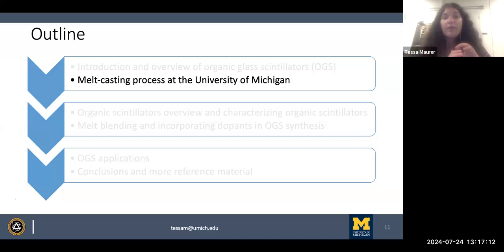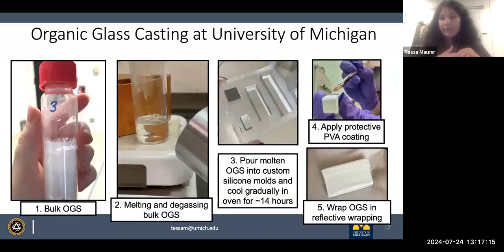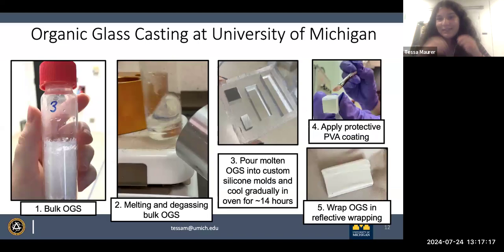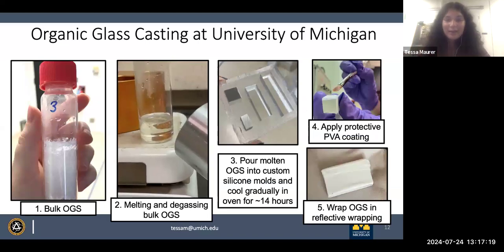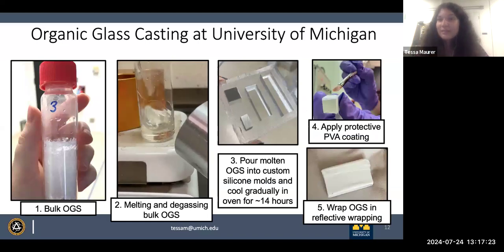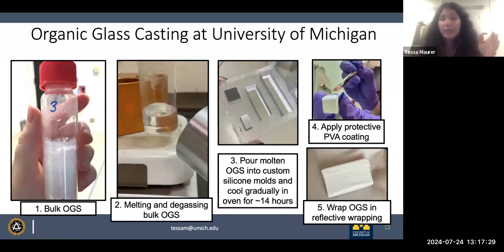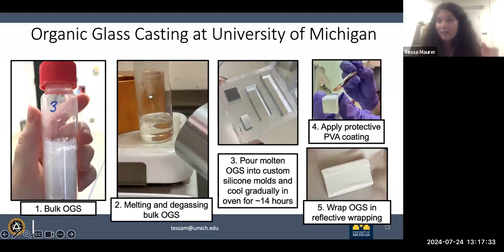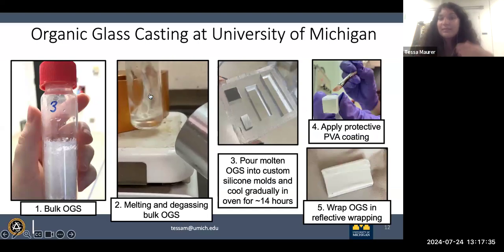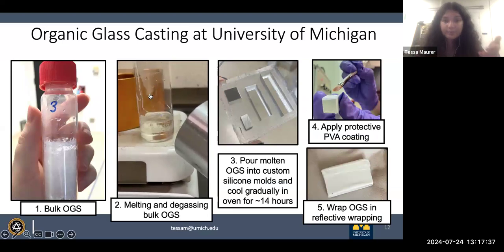Okay, so now I'm going to talk about our melt casting process, and this is something I am more involved in because we do it at the University of Michigan in-house. We take the bulk material, which Sandia develops, and then we melt it down at 200 degrees Celsius and apply a rough vacuum. You can see that's what's happening here on this video on loop, and it's degassing the sample, which is a very important step.